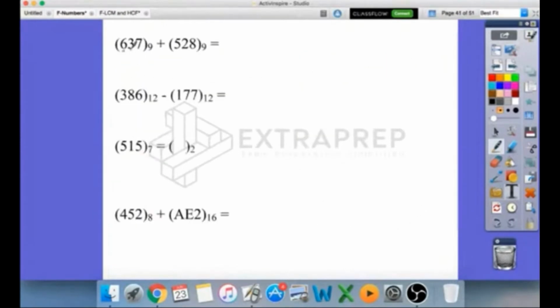Now look at the question. 637 base 9 plus 528 base 9. See, both are in base 9. There are two ways of solving it. One way is to convert this into decimal. Convert this into decimal and then add them up. You're going to get an answer in decimal. And according to the options, most probably it will be in base 9 only. You'll have to convert this into base 9 again. Okay, I hope you understand.